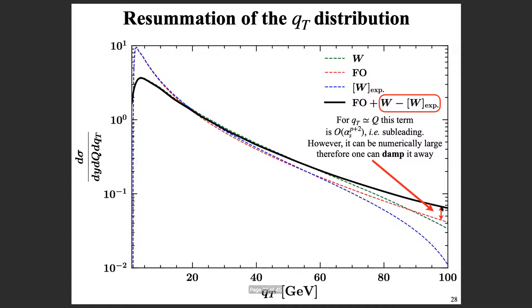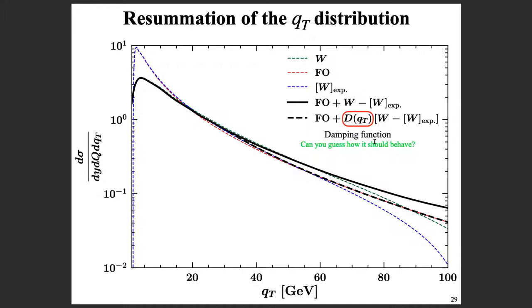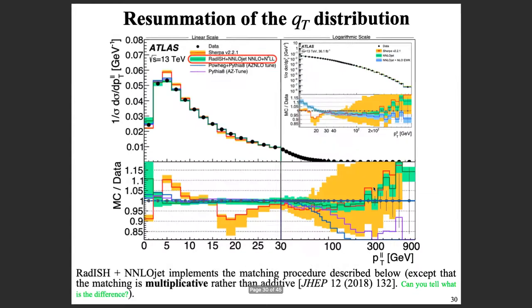Now it happens that the difference between the matched and the fixed order can be pretty large at large QT. You know that this difference is subleading. So it's usually something you may allow for because it's something that you don't have control on. But actually the difference can be large. So what you may want to do is damp away this difference because we know that the fixed order calculation works pretty well. So this is done by introducing a damping function. And so this function exactly does this. So it damps away subleading terms. So another question for you is to guess how this function should behave to do this job. So now let me just go and see how this procedure works when compared to data.